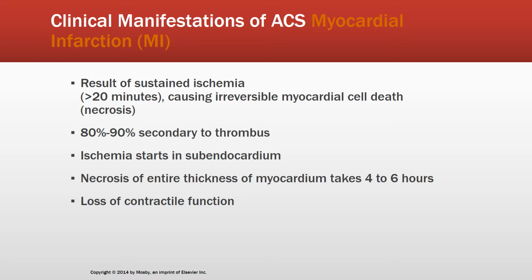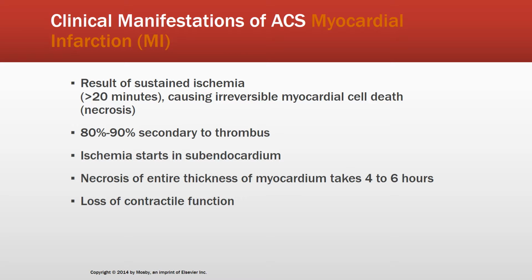So MI will occur because the individual will have ischemia that is not going away. This ischemia eventually leads to myocardial cell death and necrosis. This can happen sometimes even in anything greater than 20 minutes. 80 to 90% of all MIs occur because a thrombus develops and the blood to the myocardial tissue is blocked. And at that moment, that surrounding tissue is going to become necrotic.